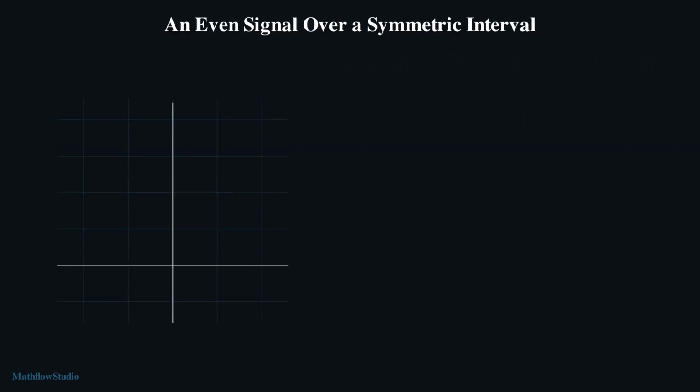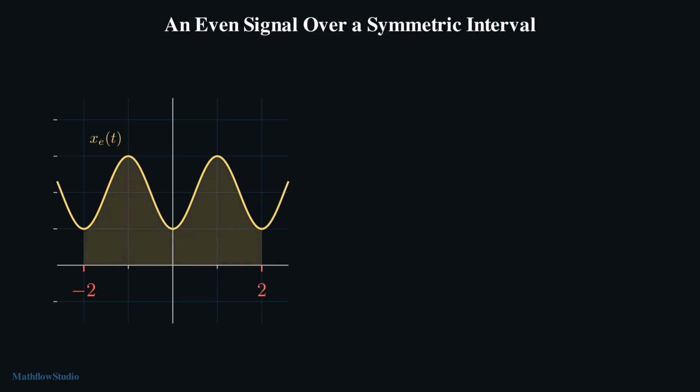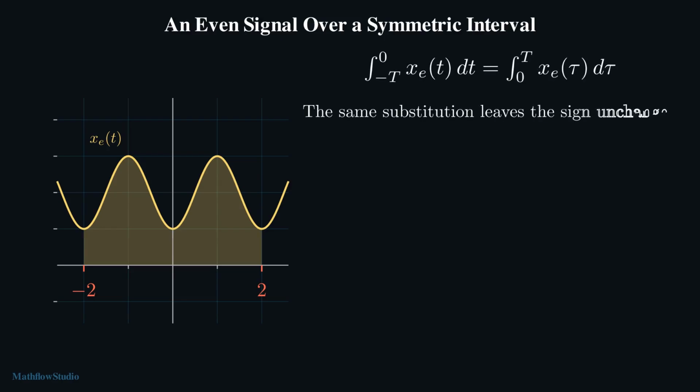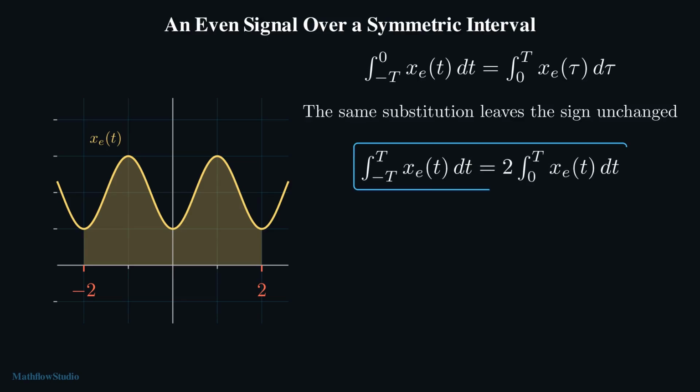The same substitution is applied to an even signal over the same kind of interval. Reversing the instant leaves an even signal alone, so the left integral equals the right one with no change of sign. The integral over the whole interval is therefore twice the integral over the right half.